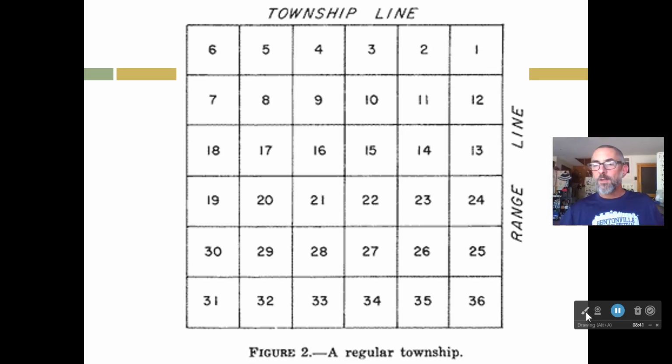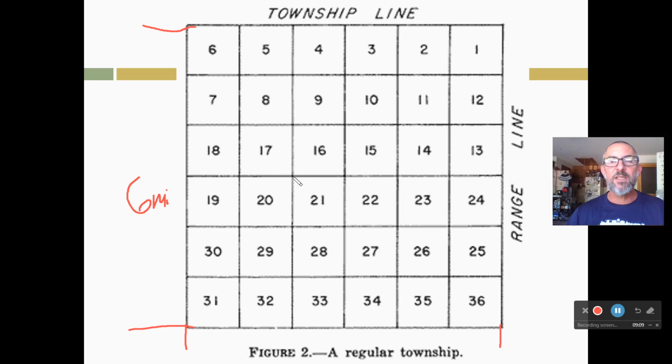Now, if we know that from here to here is 6 miles, and that from here to here is 6 miles also, and there's 36 of these sections, how big does that tell us that each section is? Again, pause the tape and figure it out for a little bit if you don't know already. But if you paused and came back, you know that each section is going to be 1 mile by 1 mile. And therefore is 1 square mile. But this 1 square mile is also 640 acres.